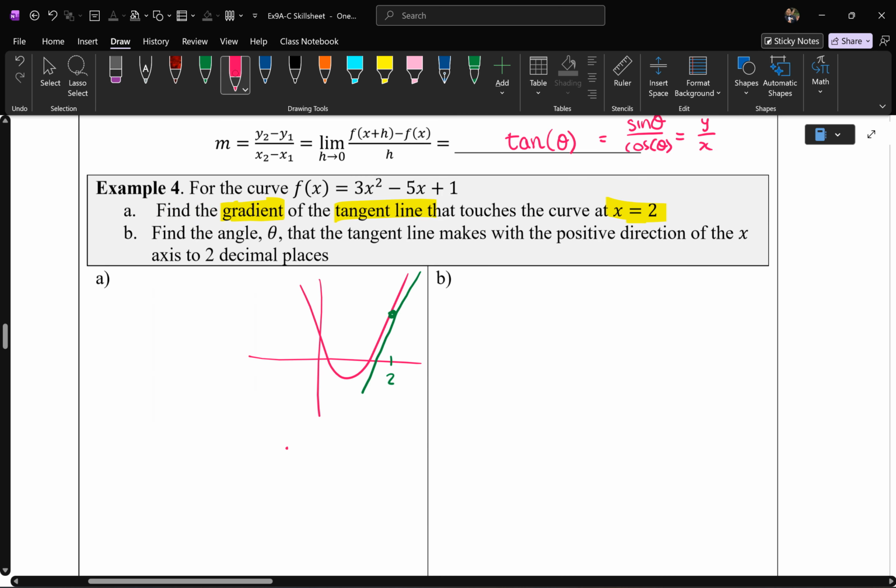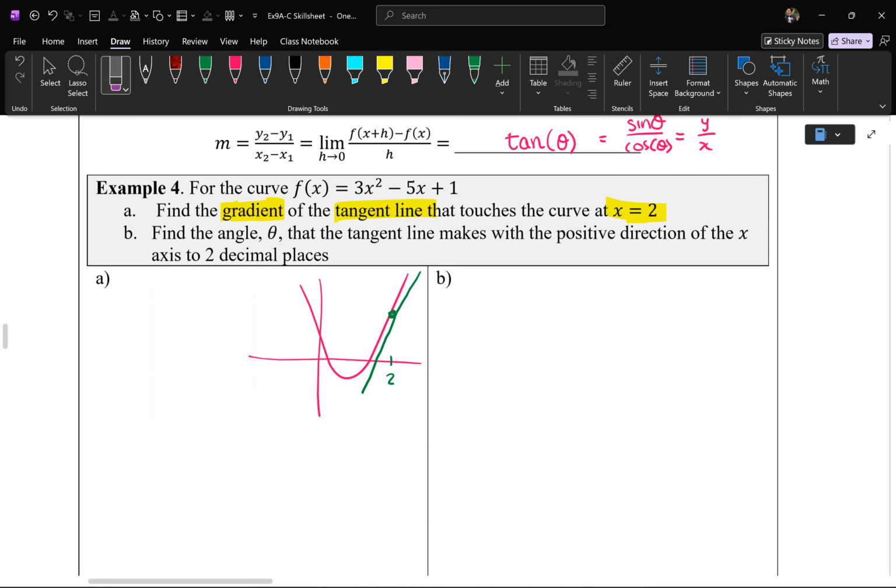What's the first thing you've got to do? We're going to start off with, let's go with Luke. Example 4, so you've got an equation. Part A, I want to find the gradient of a tangent line that touches at x equals 2. How would you start off? What would you do? Find the derivative first.